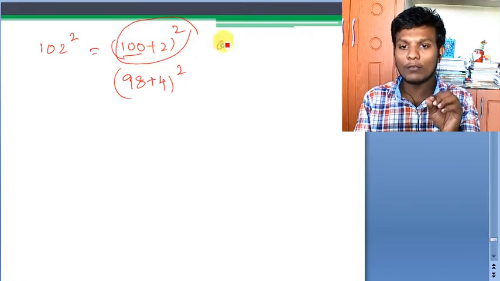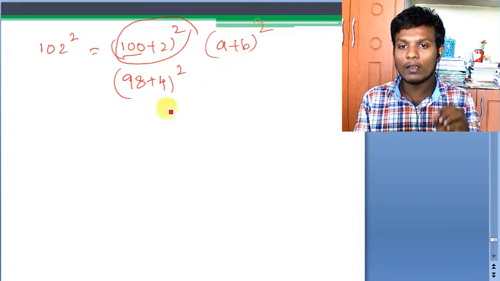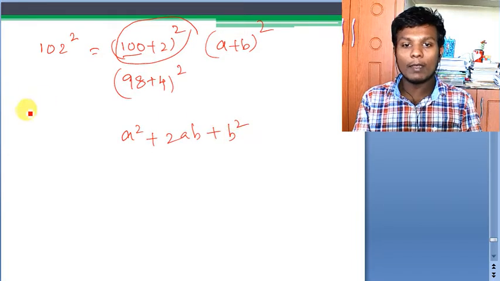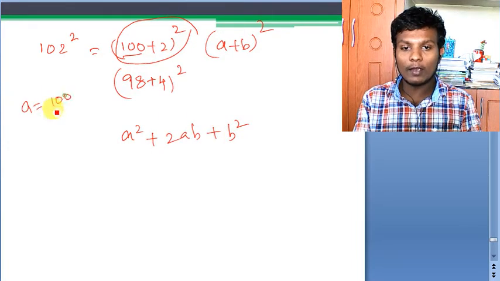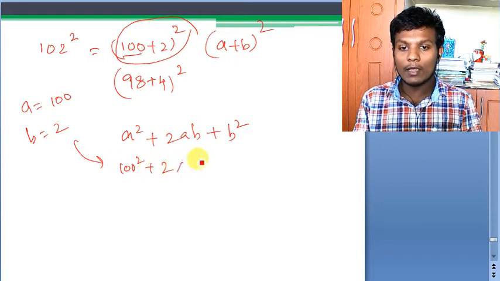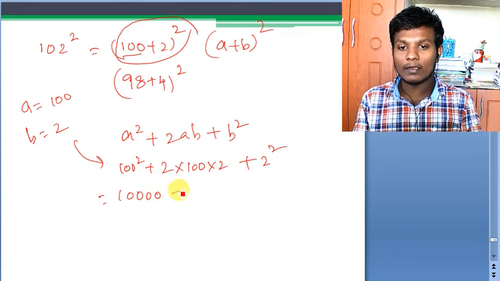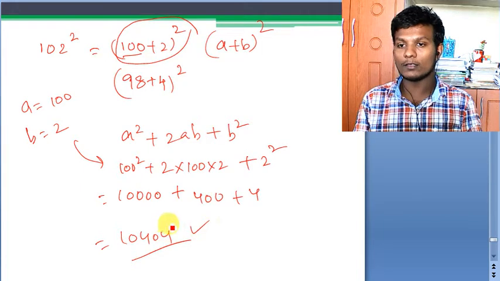Now it is the form of (a + b)². We have a² + 2ab + b². But my a is not a there. a is equal to 100 and b is equal to 2. I will substitute. It is 100² + 2 into a is 100 and b is 2, plus b², it is 2². It is 10,000, and it is 2 into 100, 200, and it is 400, and it is 4. It is 10,404 that is going to be the answer for this one.